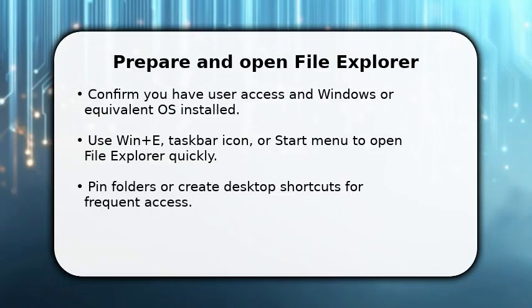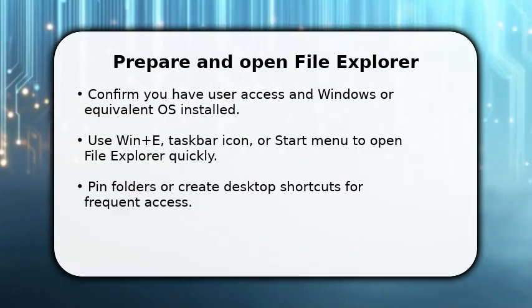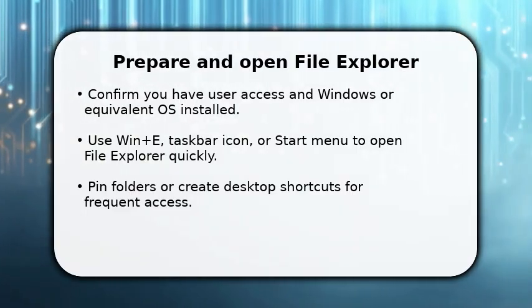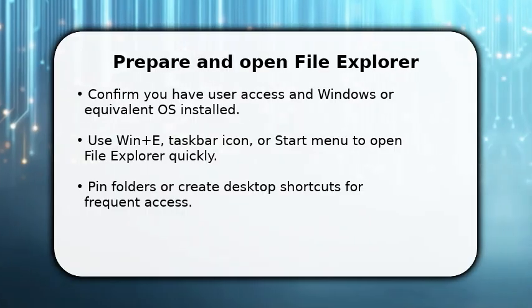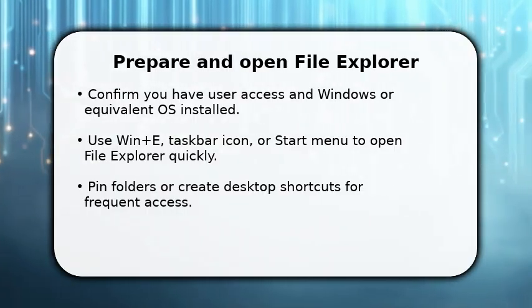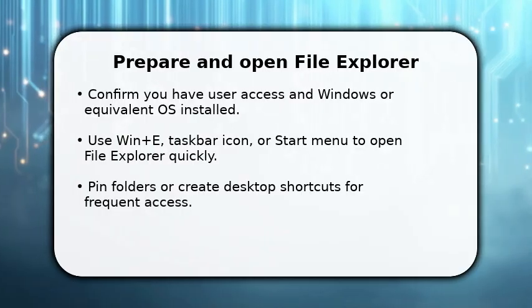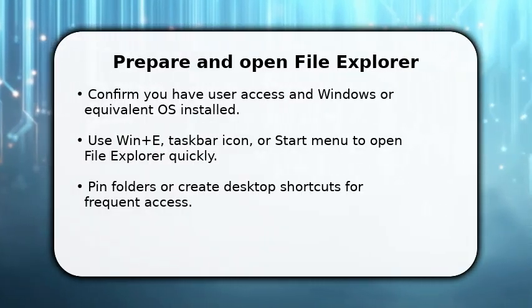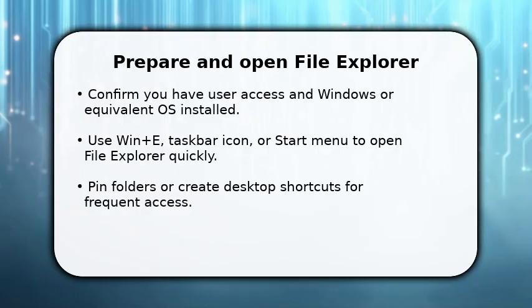You start by confirming you have the right account and that File Explorer is available. This avoids permission headaches. Next, press Win+E for instant access, or click the folder icon pinned to your taskbar. Once open, use the left navigation pane to find Quick Access or This PC.